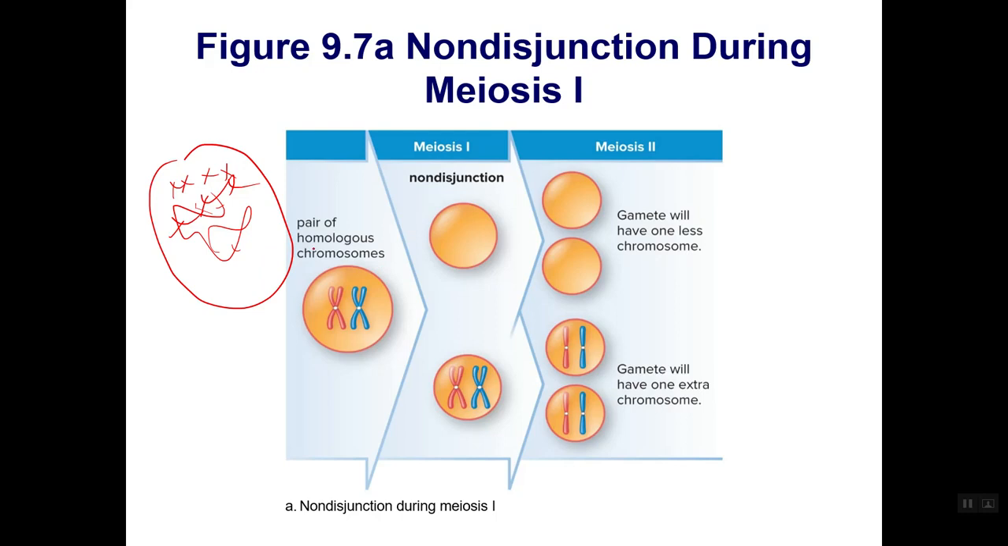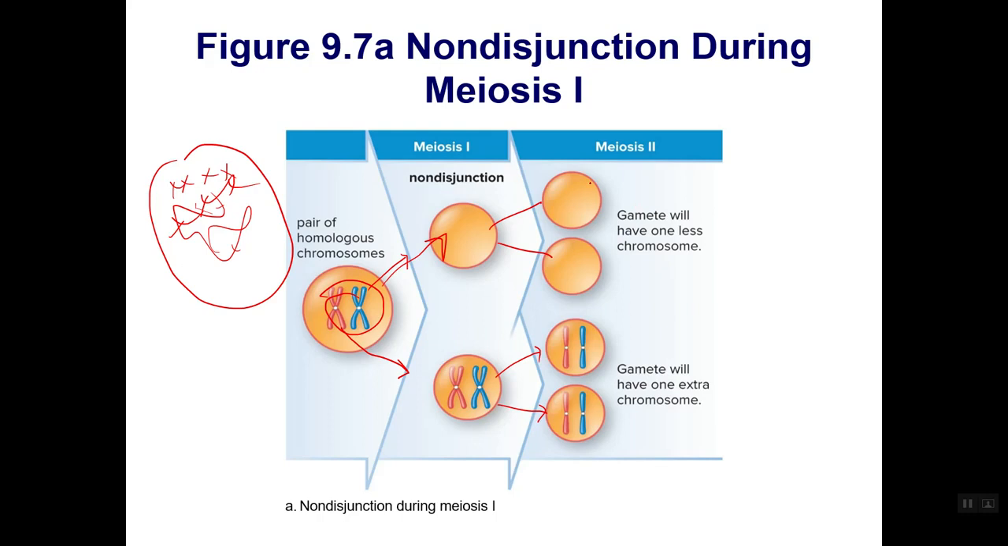So if this was a pair of homologous chromosomes after meiosis 1, if non-disjunction occurs, that means that instead of one of these homologous chromosomes going that way and one of them going into this cell, which would have been normal, both of these get lassoed into one cell. And that means the other cell receives neither. So after meiosis 2, the gametes will have 1 less chromosome than what would have been normal. And in this area over here, after meiosis 2, we now have gametes that will have 1 extra chromosome. And again, these can be sperm or eggs.